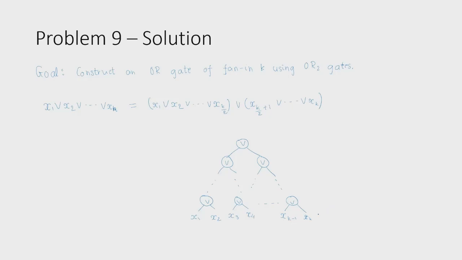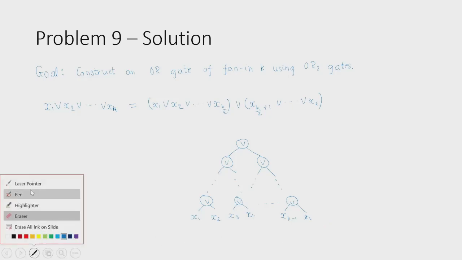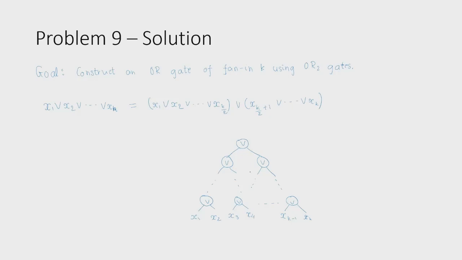I am assuming k is a power of 2, so I can create a complete binary tree of OR gates, where the leaves of the tree are x1 to xk. The claim is that this would compute x1 or x2 or up to xk. So is this claim fine with you? For example, if k were just 4, this would be x1 over here, x2 over here, x3 over here, x4 over here. So is this claim fine?